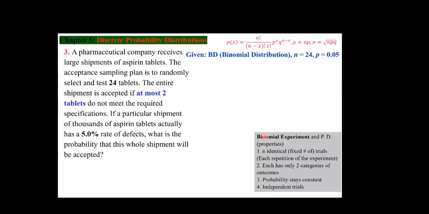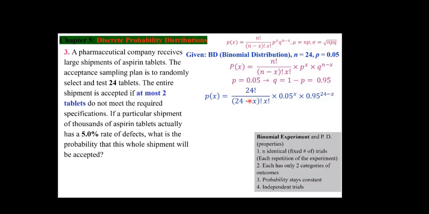By the way, these are the probability distribution properties: n identical or fixed number of trials, each repetition of the experiment. Each has only two categories of outcomes. Probability is constant, and they are independent trials. So with that being the case, here's the formula that we are going to use, where p is 0.05, q is 1 minus that, 0.95, and we replace the n with 24, the p with 0.05, and q with this.